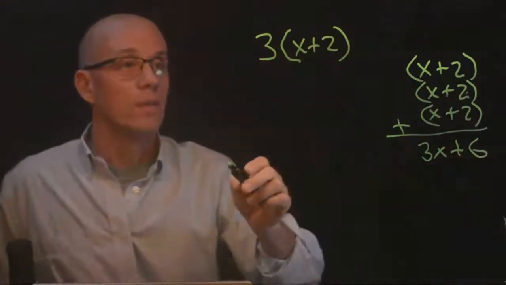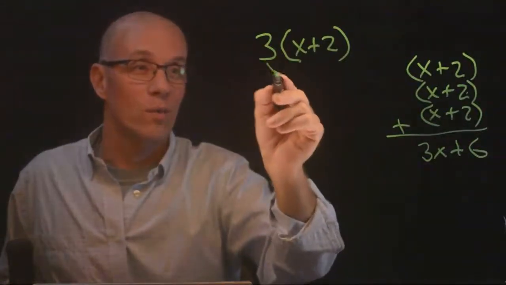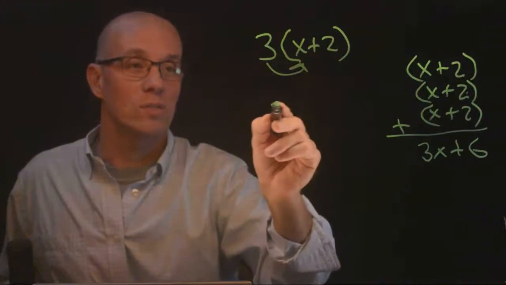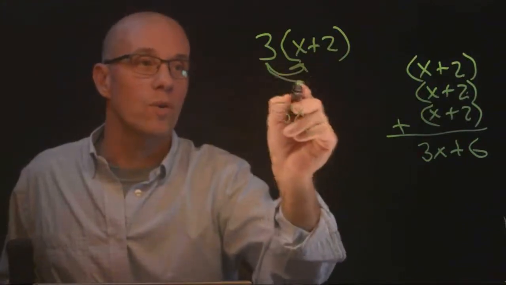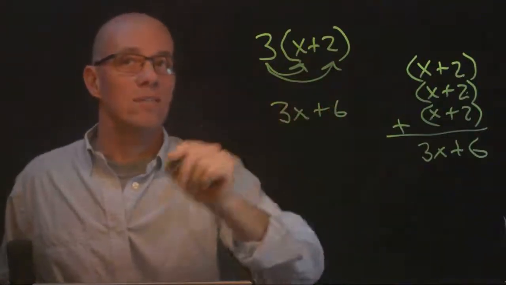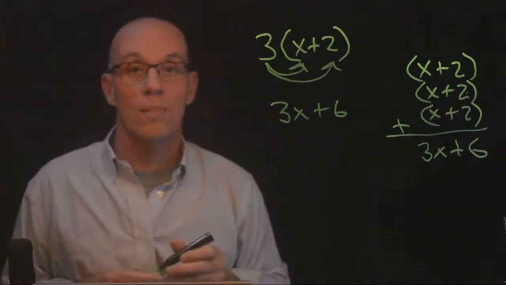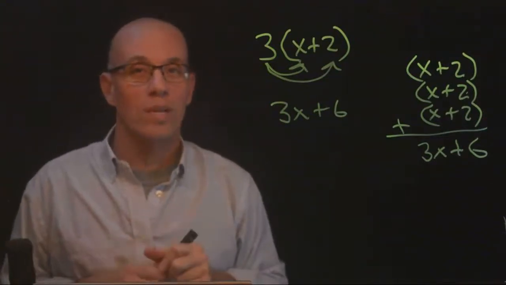There you go. So normally I wouldn't do it that way. I would just do it real simple. I'd go 3 times x, which is 3x, and I would do 3 times 2, which is 6. This is the distributive property. Very helpful in algebra and when we're doing more complicated multiplication problems where you can break numbers apart.